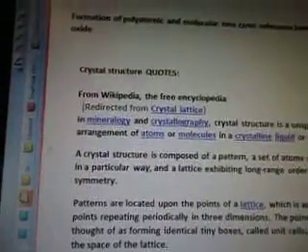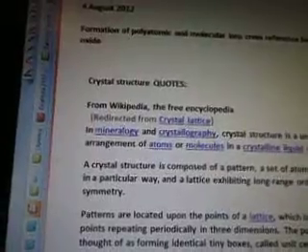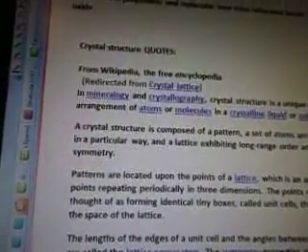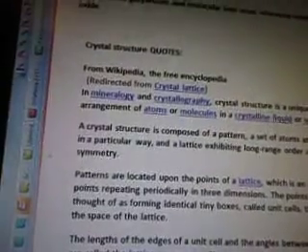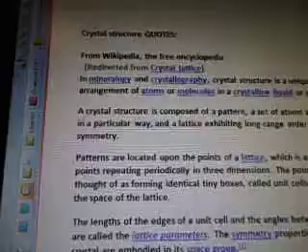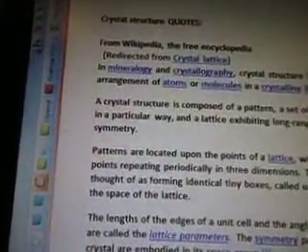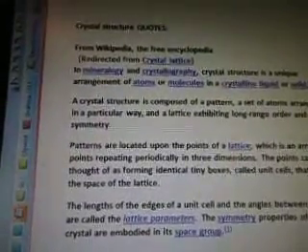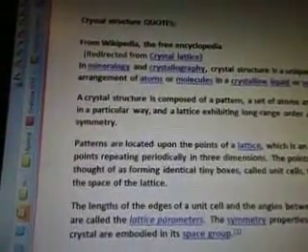So up comes the crystal structures. A quote from Wikipedia. This was from a redirection from crystal lattice. In mineralogy and crystallography, crystal structure is a unique arrangement of atoms or molecules in a crystalline liquid or solid. A crystal structure is composed of a pattern, a set of atoms arranged in a particular way, and a lattice exhibiting long-range order and symmetry.